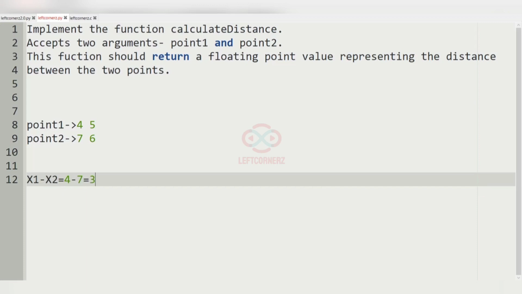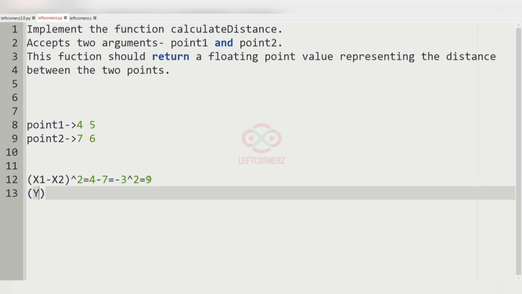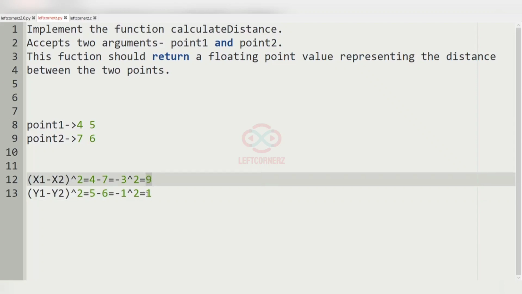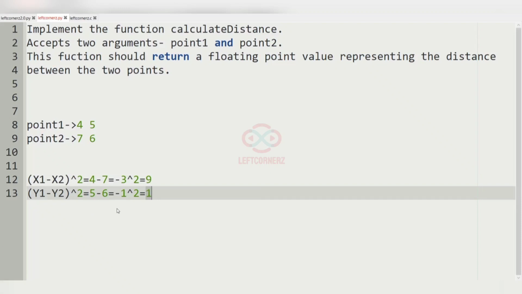So x1 minus x2 the whole square you have to calculate now. Minus 3 the whole square is 9. So x1 minus x2 the whole square is 9, and y1 minus y2 the whole square, which is nothing but 5 minus 6, that is equal to minus 1 the whole square, which is equal to 1.